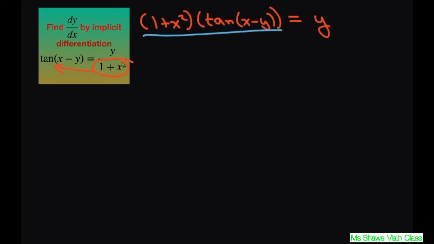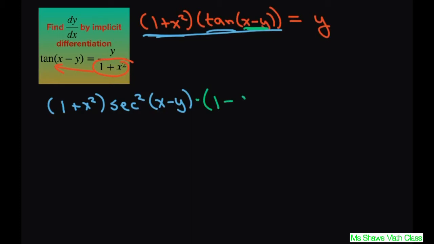Now we're going to differentiate each piece. This is going to be the product rule with the chain rule. So let's do the first part. For the product rule, copy down your first piece, 1 plus x squared. Take the derivative of tan of x minus y. That's going to be secant squared of x minus y times the derivative of the inner function. The derivative of x is just 1, and the derivative of y with respect to x, I'm just going to call y prime. It looks nicer.